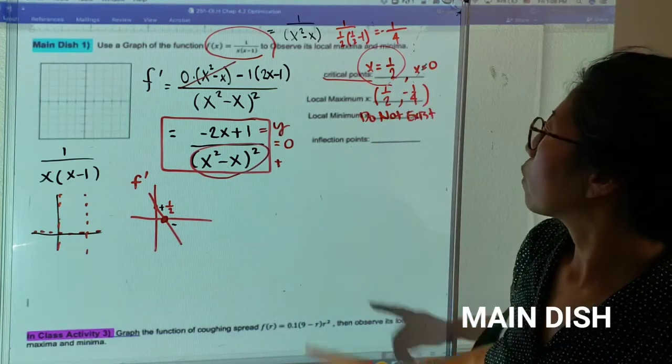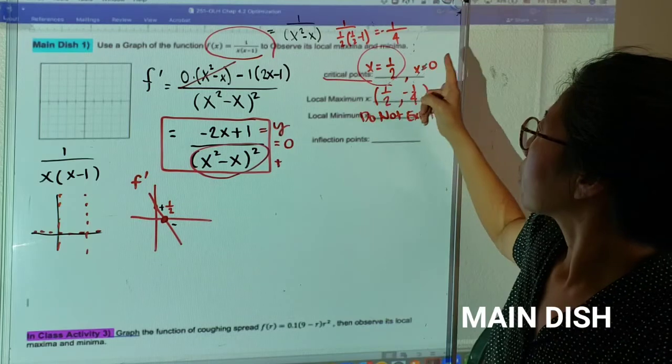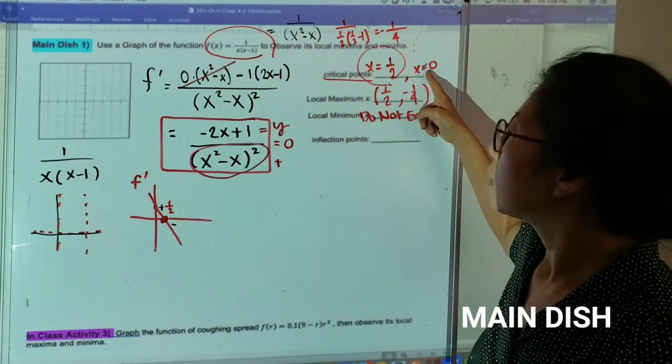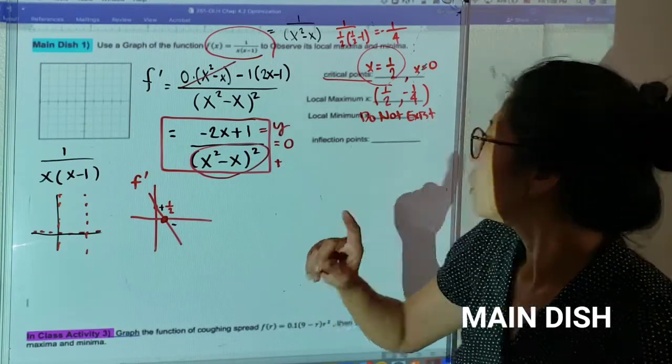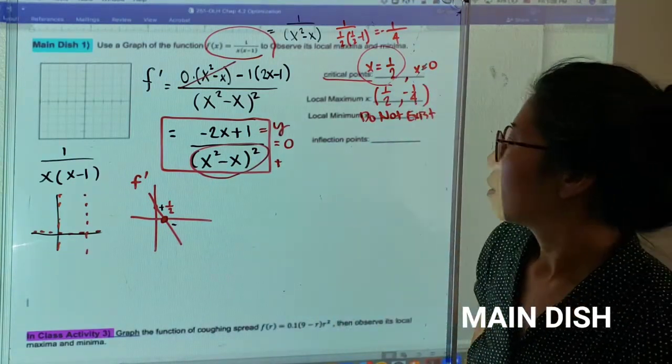Why? Because I already know that that was a local maximum. I know that this is already undefined. Why did I put that? Critical point means two meanings: equal to 0, or undefined. So that does not exist.